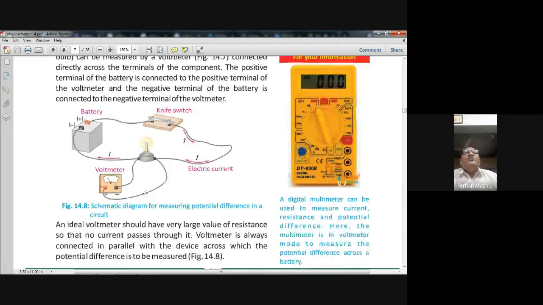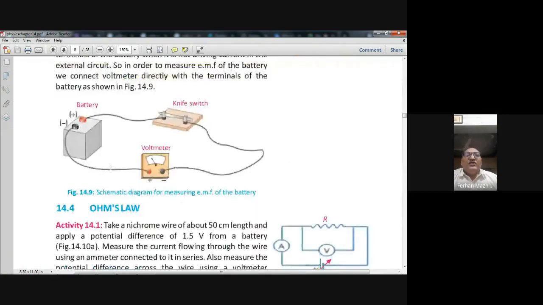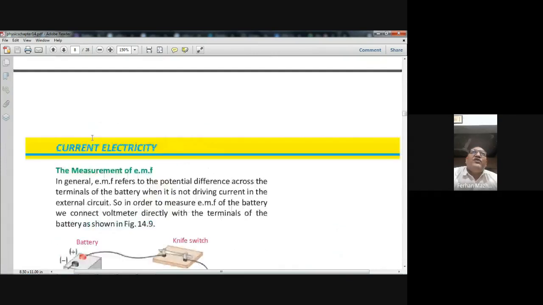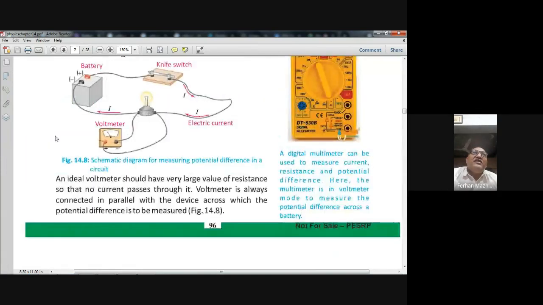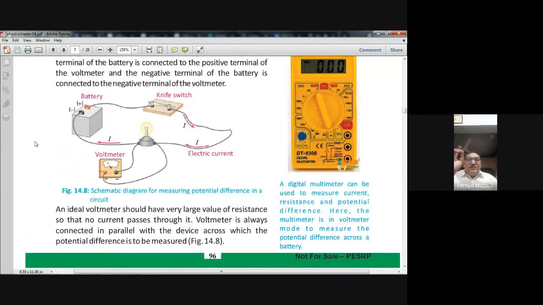But if you want to find out the EMF, you directly connect the voltmeter across the terminals of the battery. So in this way, you can find the EMF, and in this way, you can find the potential difference across the terminals of the battery.